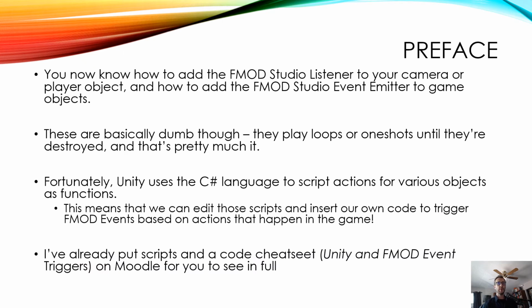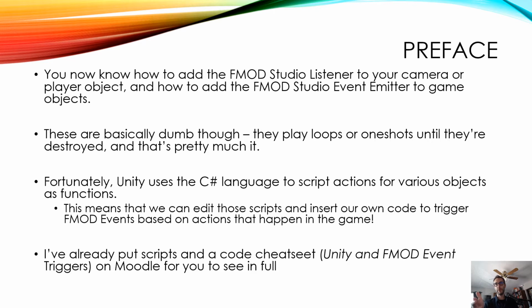So, you already know how to use the FMOD Studio listener to add that to your camera or your player object, and how to add the Studio event emitter to game objects. Those are effectively dumb though. They play loops or one-shots until they're destroyed, and that's about it. Fortunately, Unity uses C# to script actions for various objects as functions. This means that we can edit those scripts and insert our own code to trigger FMOD events based on the actions that are happening in the game.